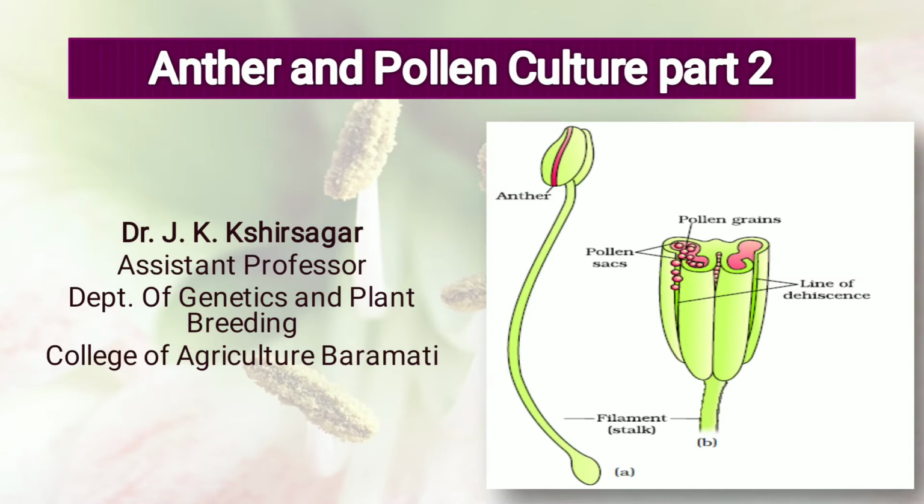In the last lectures, we discussed anther culture and pollen culture. What is meant by pollen? Anther, its principle, protocol, advantages, disadvantages. And today's lecture, we are discussing the remaining part, which is haploids. That means how to get the haploid from anther and pollen culture.